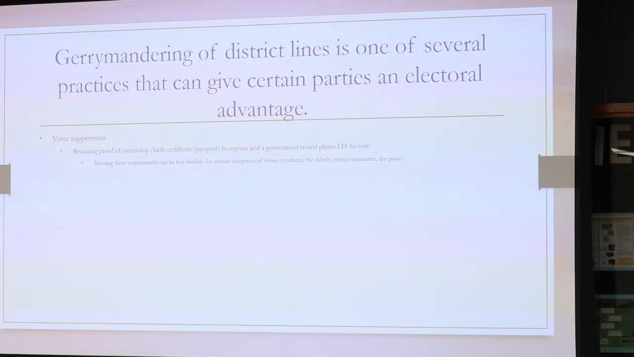As you may know, our own Chris Kobach is sort of famous for the last 10 years. He's been trying to find evidence of widespread voting fraud. Most would agree that he has not had much success in that. So what that suggests, if that's not really a legitimate reason, and there's actually much more evidence to support the assumption, is that meeting these requirements is less feasible for certain categories of voters. For example, students, the elderly, minorities, ethnic minorities, and the poor.